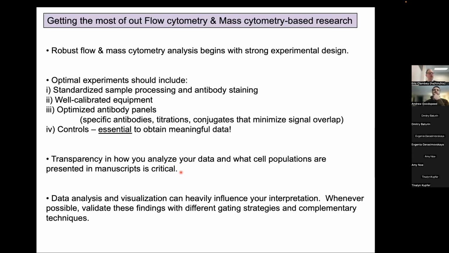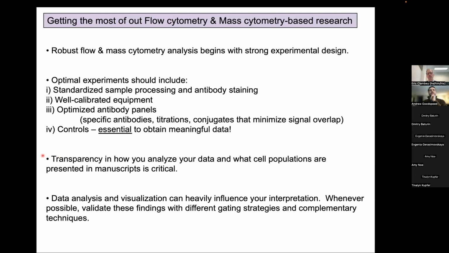In terms of the big picture, the one thing I want to emphasize is that robust flow and mass cytometry really begins with strong experimental design. You end up spending so much time and money on these types of studies that I can't urge you enough to really think critically about your experimental design, what you can do to control for variables, how you can design robust experiments that are going to give you reliable results. This includes investing in optimized sample processing and staining, really nailing your antibody panels, including all your controls to obtain meaningful data.